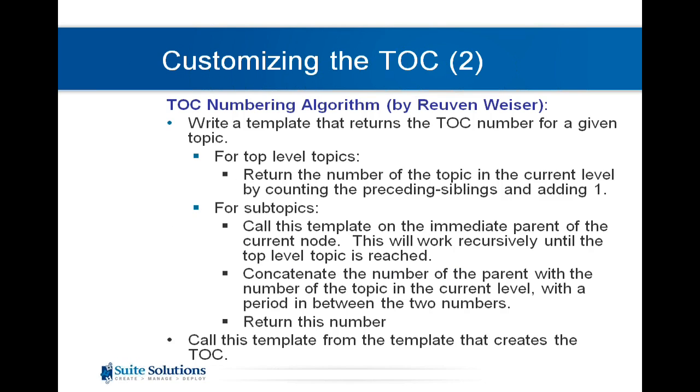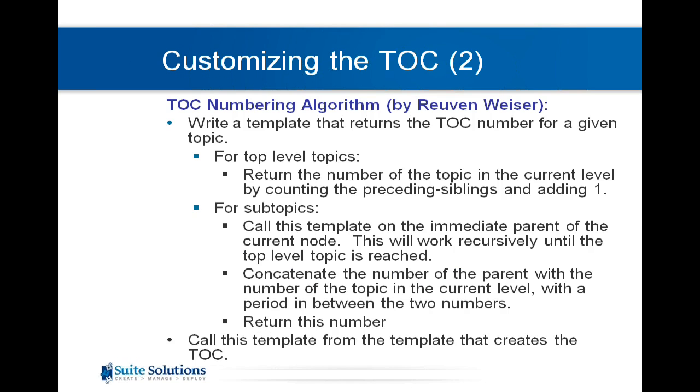So let's say I'm in the node in the XML that's 5 levels down. It says, okay, in my level I'm number 3. What about my parent? So it calls the same function on the parent. It says, oh, the parent's only number 2. Then it'll call the same function on the grandparent. Well, the grandparent's number 16, etc. Then it concatenates, it joins together the number of the parent with the number of the topic in the current level with a period in between the two numbers. So in my example, it'll say, okay, I'm 16.2.3. That's how it'll know what my number will be for the table of contents, and then it returns that number. Okay, so that's the template.